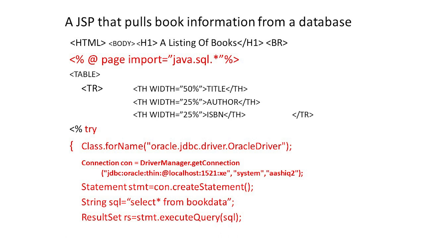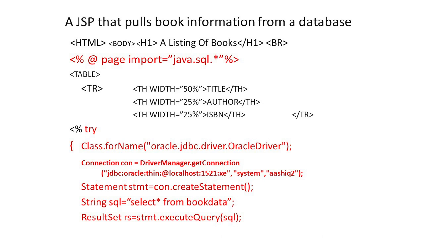Now we will create a blank statement, stmt equals con.createStatement, where con is the object of the connection created above. So we are creating a blank statement, and we are writing a string SQL. Here we are defining the SQL query, select asterisk from book data. We are not running it here, but defining the query and storing it in the SQL object, which is a string.